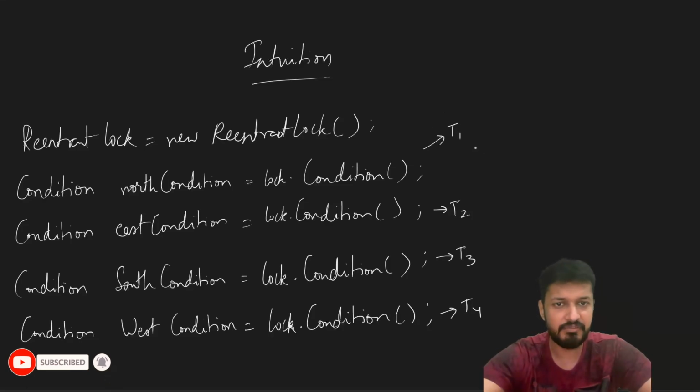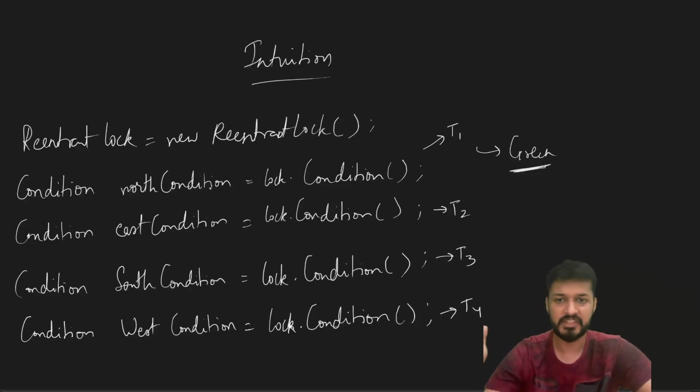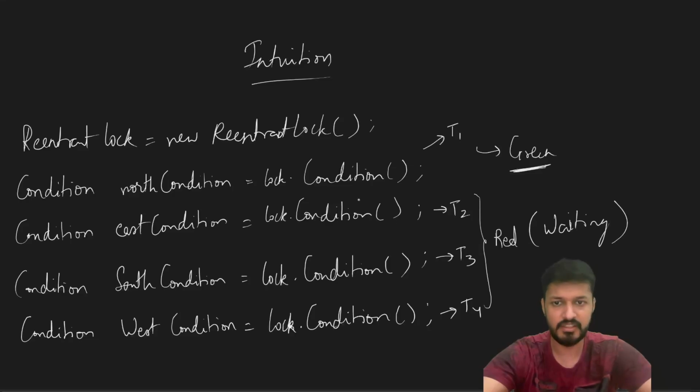When T1 is active, it will print green, right? When it prints green, that means the north condition or the north traffic light is green, correct? After the north traffic light is green, all these three will be in red, right? If all these three are in red, that means this particular thread is in waiting condition, right? All these three threads are in waiting condition. Now, after that, what will happen? T1 will give control to T2, right? T1 will give control to T2.